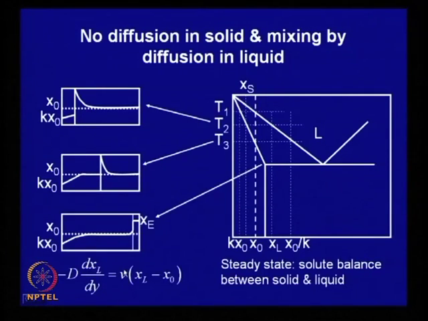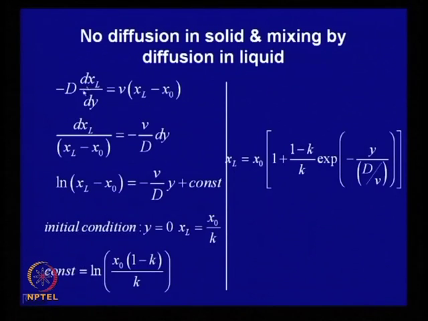So, in unit time, the amount of solute transfer will be v times (x_L minus x_0). Therefore, some amount of that solute has to move through the liquid, and in that liquid a concentration gradient is set up. This distance, in this direction, we represent by y, and d is the diffusivity in liquid. This is the equation which describes the solute balance between solid and liquid at this interface.